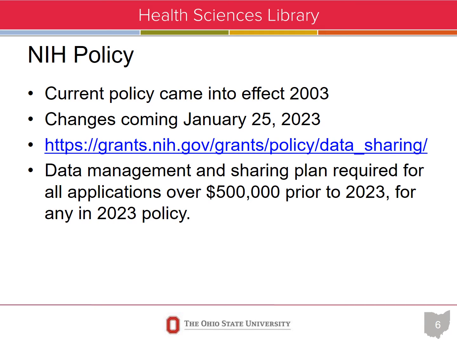The National Institutes of Health has had a data management policy since 2003 for all grants over $500,000. However, there are no mechanisms in place to enforce this policy, nor are the data plans in the grant applications being scored at the time of this recording, making them much less of a priority in many cases. However, a new policy will go into effect January 25th, 2023, and it will apply to all NIH grants regardless of amount. The link provided on this slide provides much more detail about the new policy.